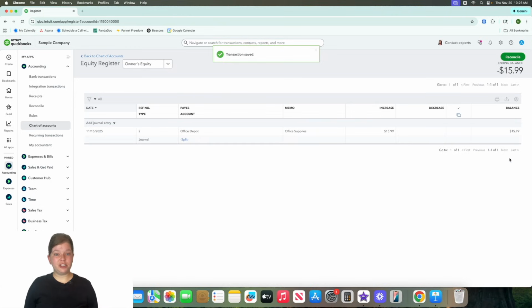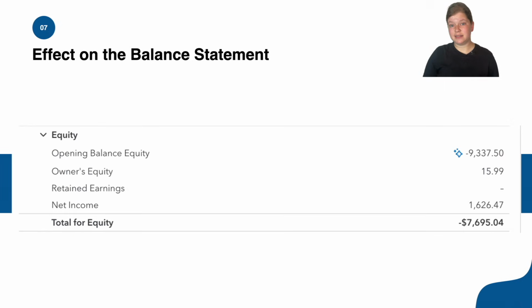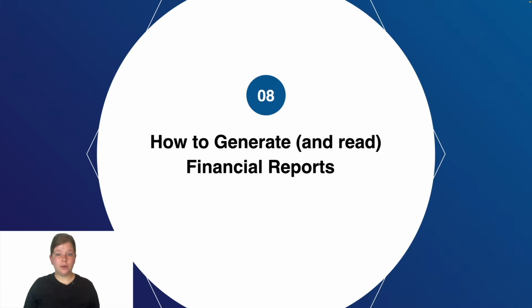Now this amount that we just entered is going to show up in two different places. The first place is on our income statement. You'll see it show up here under the expense category that you just categorized it to. And the second place that this is going to show up is going to be on our balance sheet. And as you can see here, that same amount is going to show up under our owner's equity account. Since it's your personal money that you spent, it's like an investment that you made from your personal money into your business.